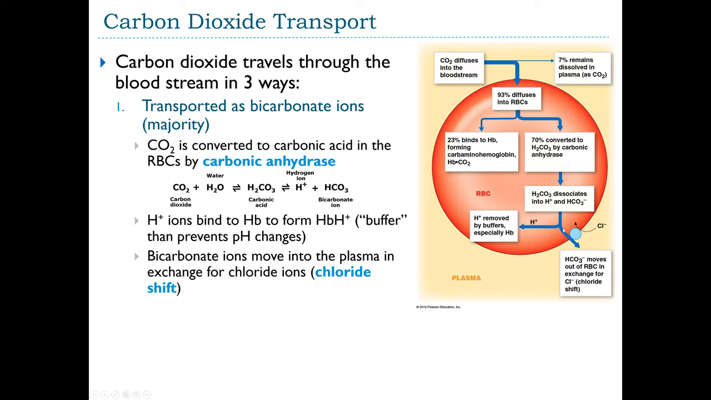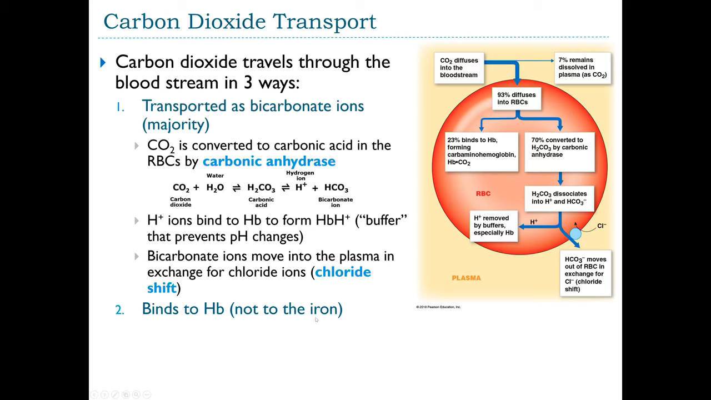So for every bicarbonate ion that goes into the plasma, a chloride ion comes into the red blood cell, and this is called the chloride shift. So basically, the final way that CO2 is carried in the bloodstream is as bicarbonate ions that end up in the plasma.